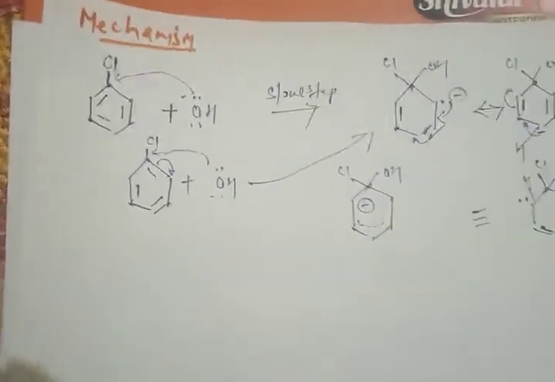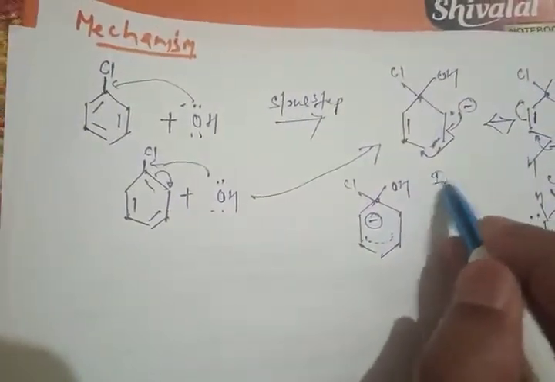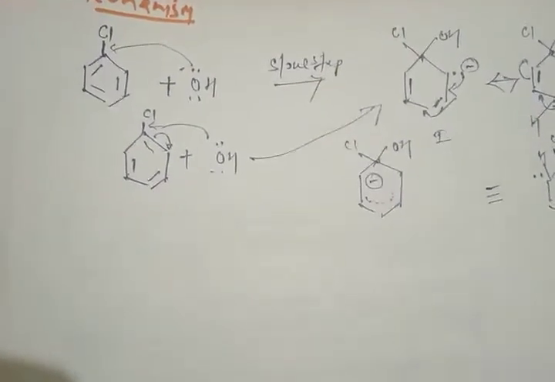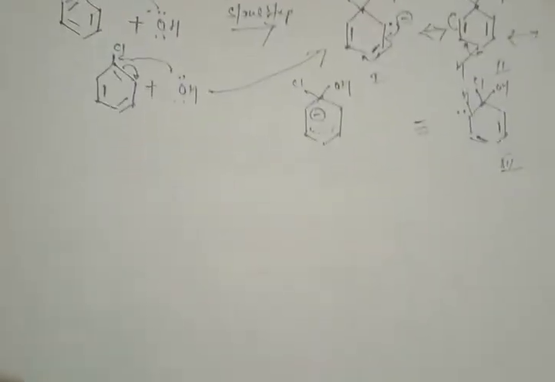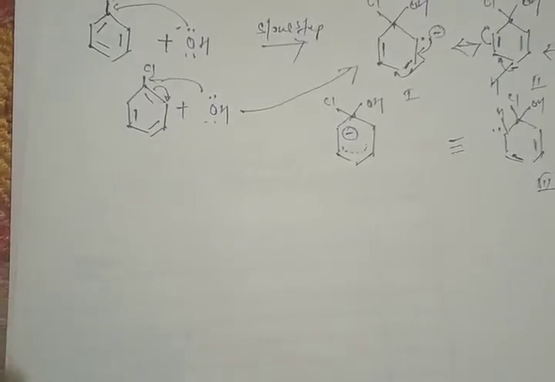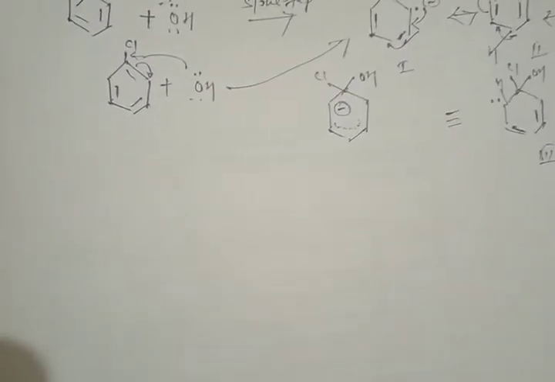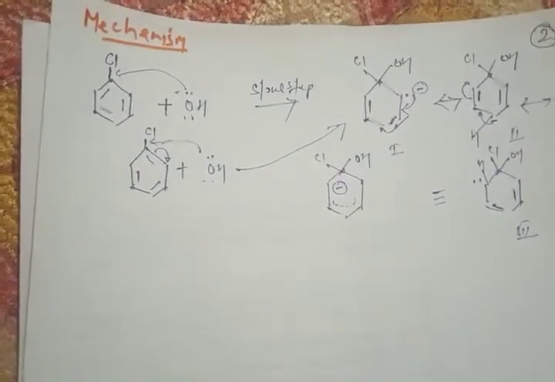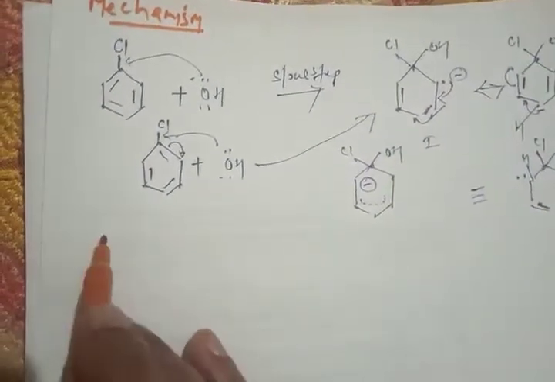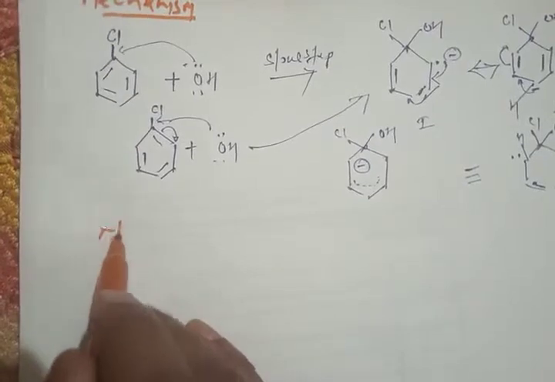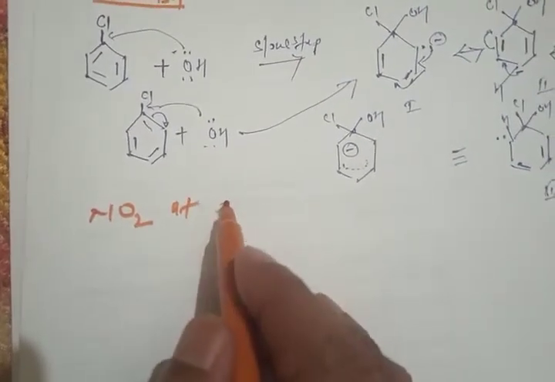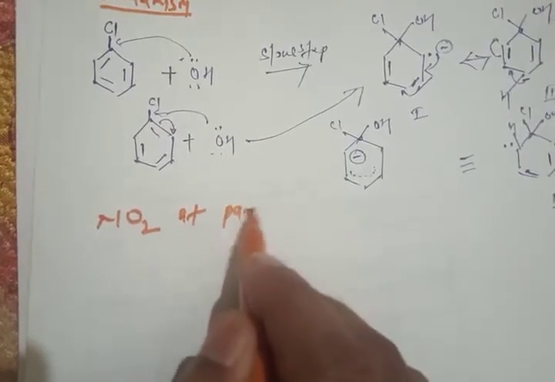So how many resonating structures do we have? First, second and third in the case of chlorobenzene. Now what is the effect of NO2? This is a normal chlorobenzene. Then what is the effect of NO2? NO2 at the para position. First we will take the para position.